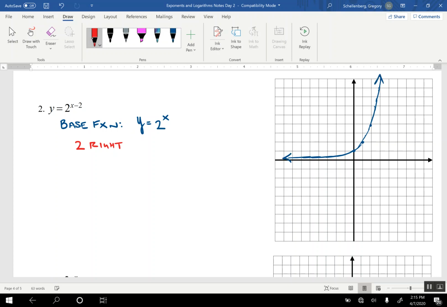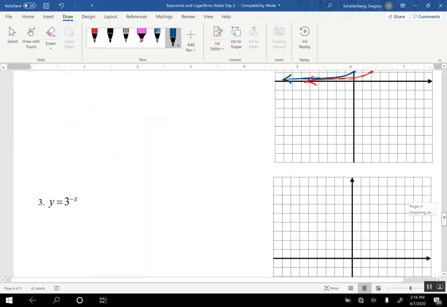And the transformed function is shifted 2 to the right. So I'm just going to move those significant points over 2 to the right. And as best I can, I will redraw this. Okay, that horizontal asymptote is unchanged. Okay, let's have a look at another one.